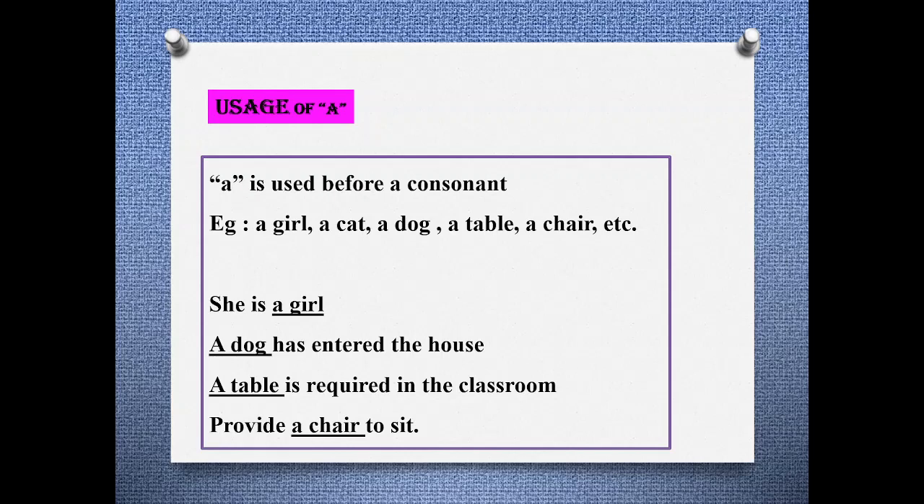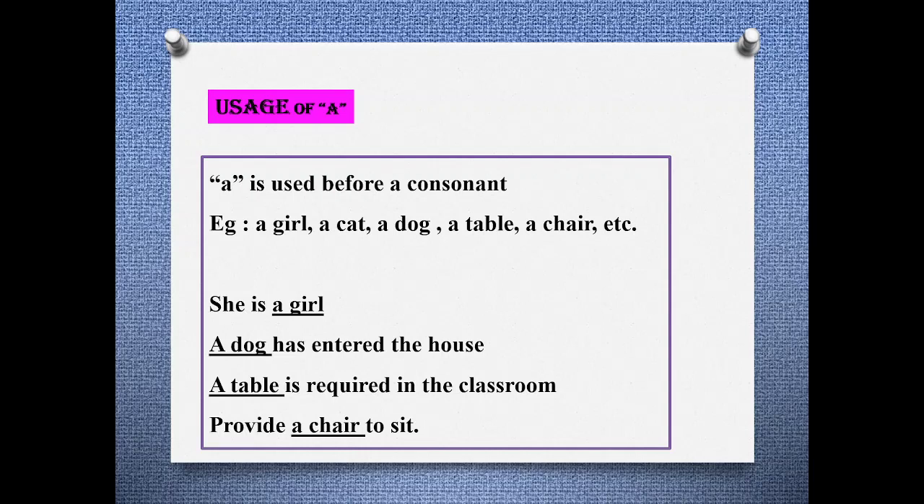Again, a dog. So what you are doing? D is a consonant. That's why you are using a dog. A table. So T is a consonant. A chair. So C also is a consonant. So while putting it in sentences: She is a girl. A dog has entered the house. A table is required in the classroom. Provide a chair to sit.